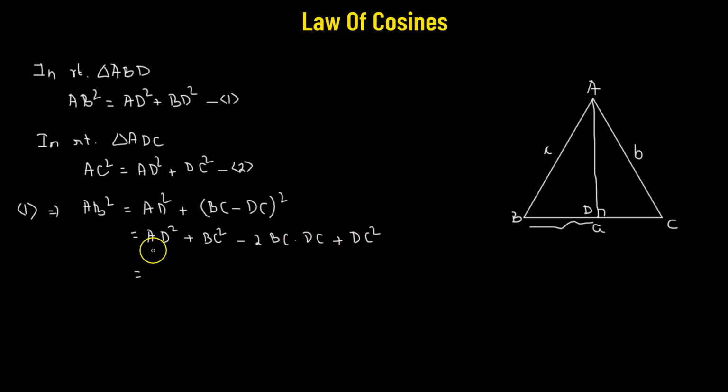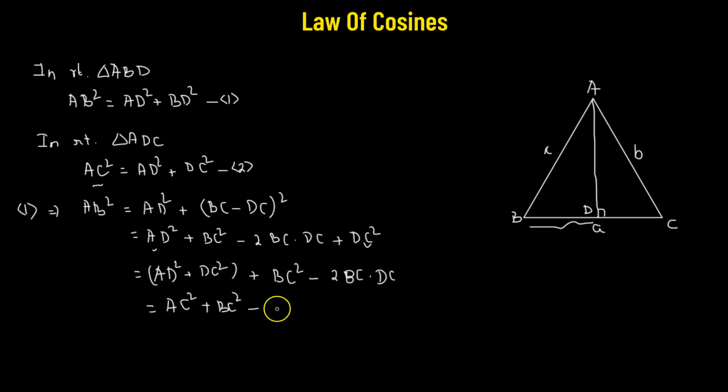Now we have AD squared added to DC squared. We have already defined it: its value is AC squared according to equation number 2. So we'll be left with the remaining terms, which will be BC squared minus 2 times BC times DC. Fine. So we'll replace AD squared plus DC squared with AC squared. So we have AC squared plus BC squared minus 2 times BC times DC. Now we're going to define the value of DC.